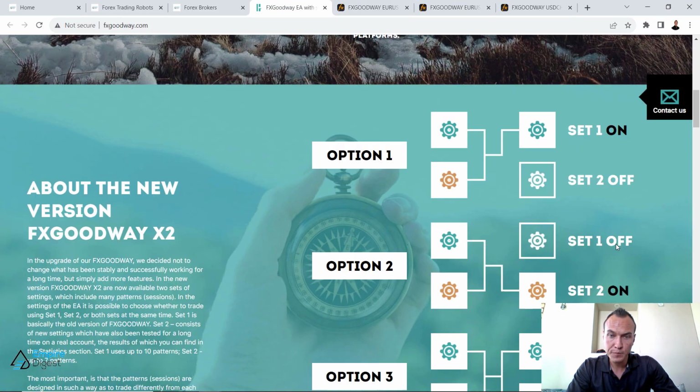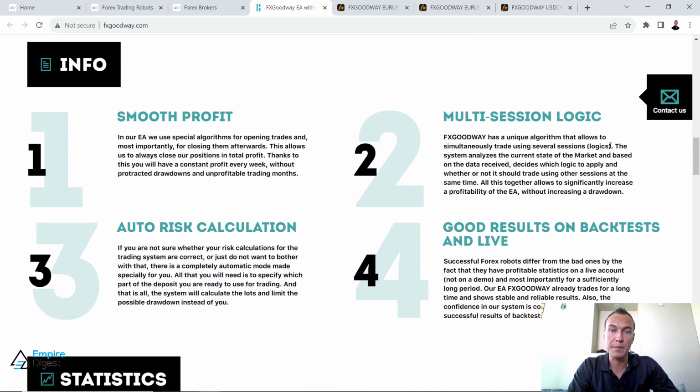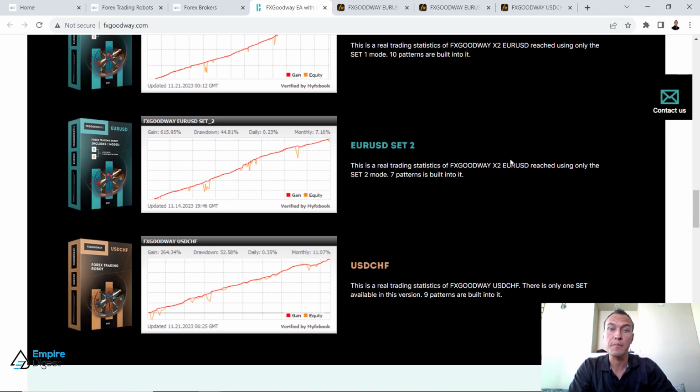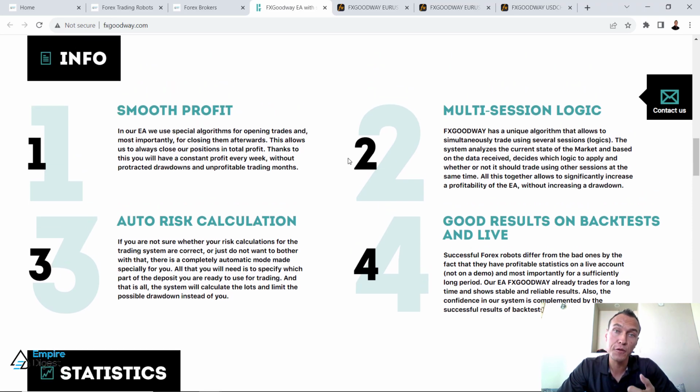On the FXGoodway ×2, they provide you with three options that you can use the set files of, set on, set off, etc. But the most important thing that I wanted to share with you was the actual My FX book results. That is very important. Let's say the first golden nugget, very important, is you want to make sure that when trading with a Forex robot, it uses a stop loss. So either a hard set stop loss or a trailing stop, etc. In volatile situations, if something happens in the market, you don't want to blow your account overnight. That is very important, so make sure there's a stop loss involved.